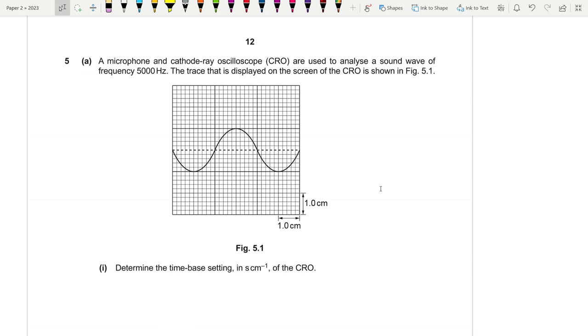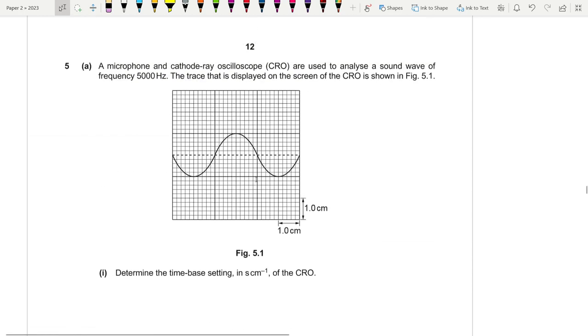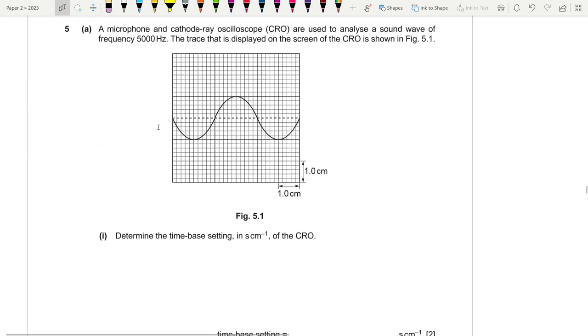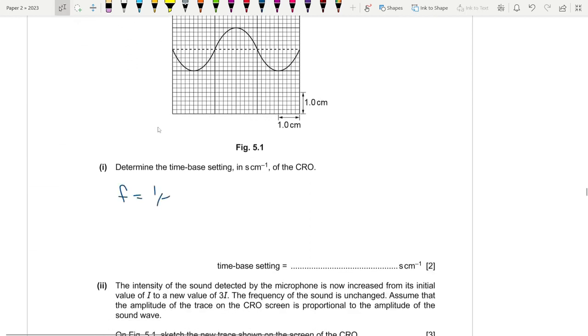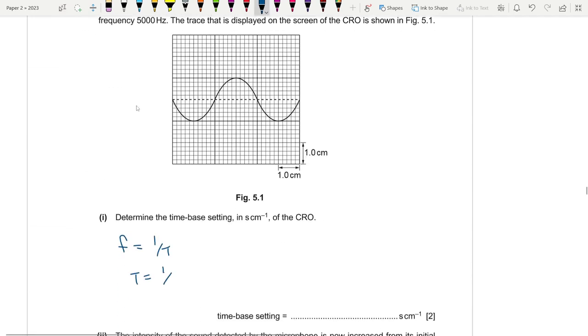Question number 5. Determine the time base setting. So guys, look here, we have the frequency. We know that frequency is equal to 1 by time period. So time period is equal to 1 divided by 5000. That gives you a value of 1 by 5000, which is 2 into 10 to the power minus 4 seconds. Now, time period, remember, you have to keep it in seconds. Time period is equal to time base times the number of boxes.